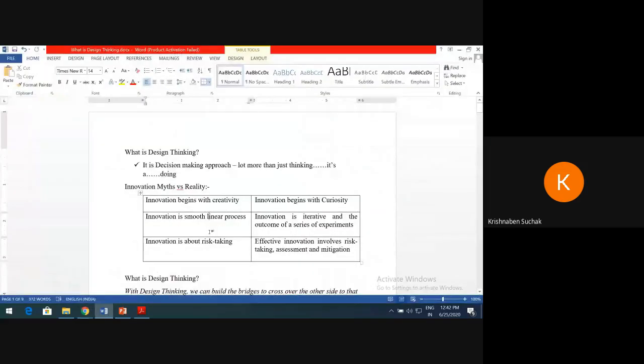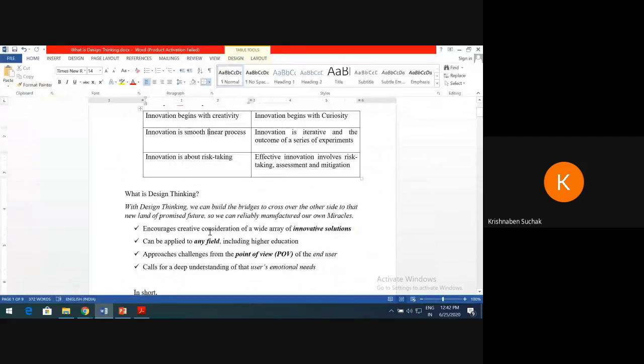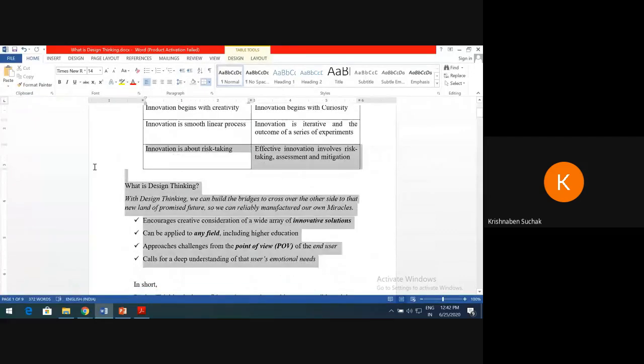Okay, so again we are coming to this point, what is design thinking? With design thinking we can build the bridges to cross over to that new land of promised future, so we can reliably manufacture our own miracles. That means if today something is going so good, that doesn't mean you don't observe it and try to change it. You need to bring some innovation method in that, some new ideas on how this can be improved. Each and everything can be improved.